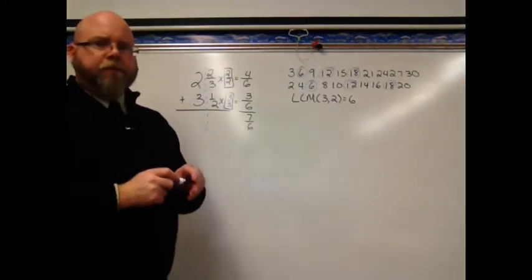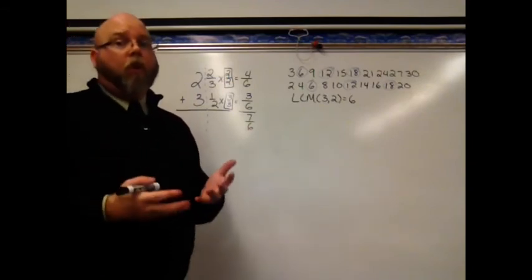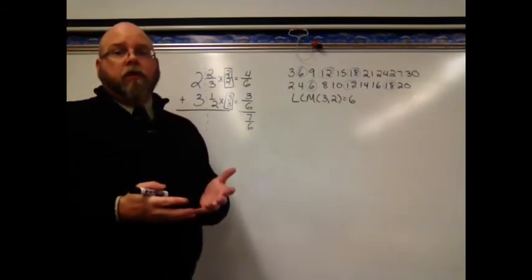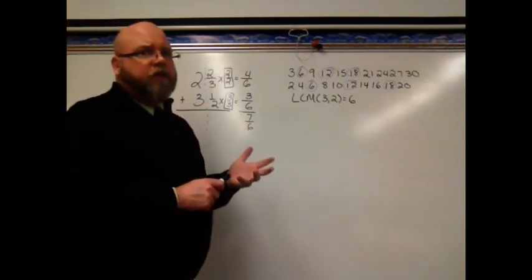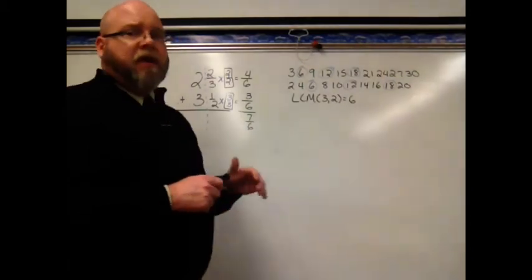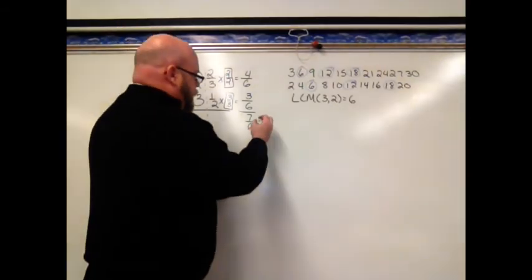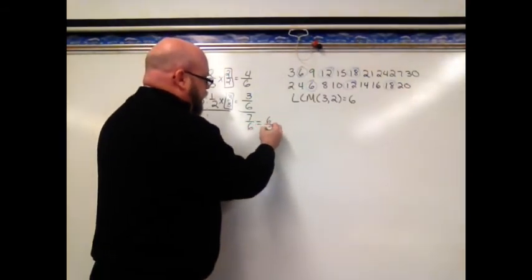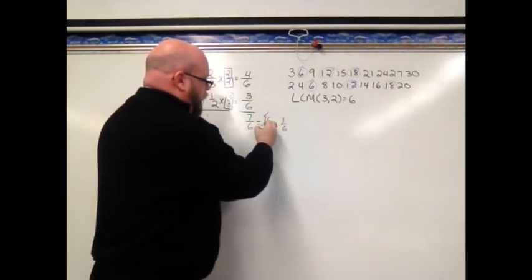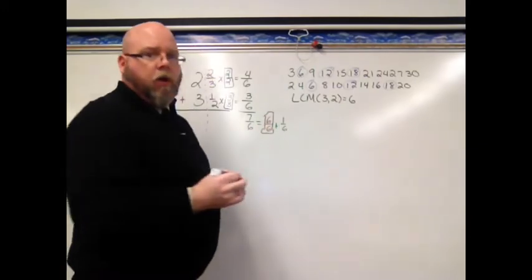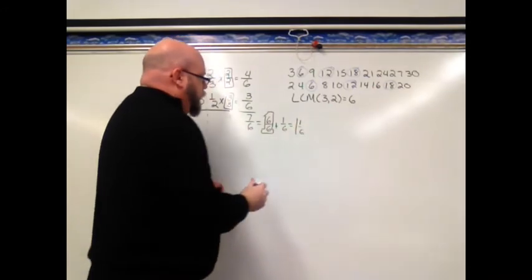7/6. Now wait a second. 7/6 again is an improper fraction. It's more than 1 whole. So 7/6, if I'm simplifying that improper fraction, I'm going to make it a mixed number. Well, 7/6 would be the same as saying 6/6 plus 1/6. Well, that 6/6 is 1 whole, so it would be like saying 1 and 1/6.